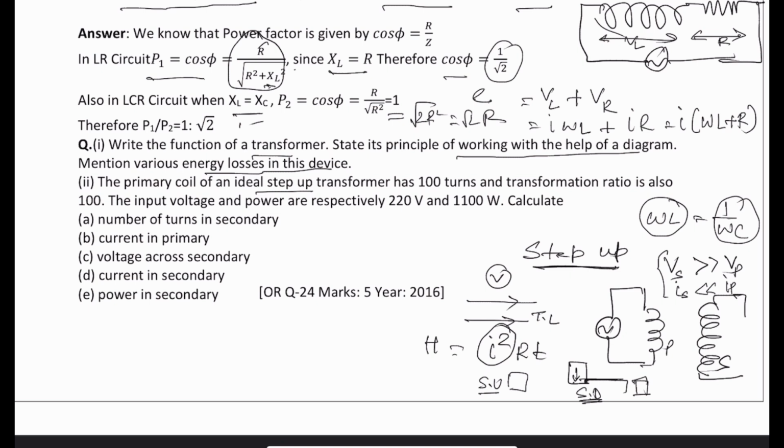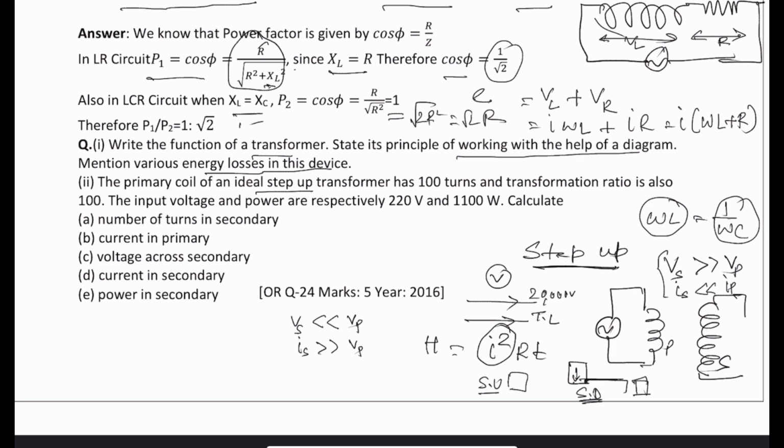In the case of step down, the secondary voltage will be less than the primary voltage. We need only 220 volts, but in the transmission line there is 20,000 volts which we supply. The secondary current will be more than the primary, because we need more current to operate many electrical appliances. Now let us see.